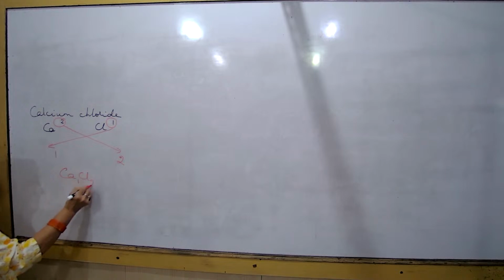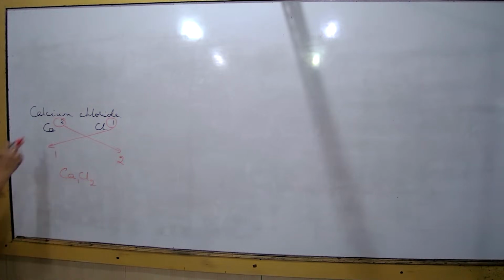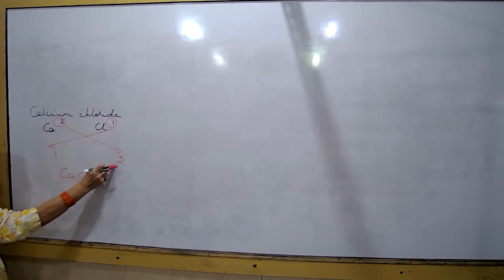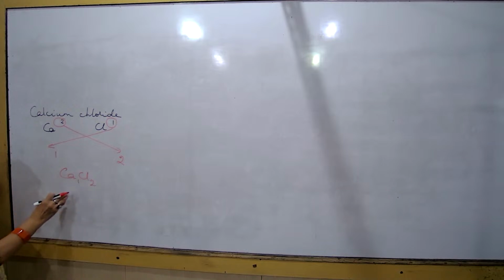Ca1, Cl2. Now we don't write this one. So it becomes CaCl2. But this working has to be there. This working, do not change it, do not rub it off.